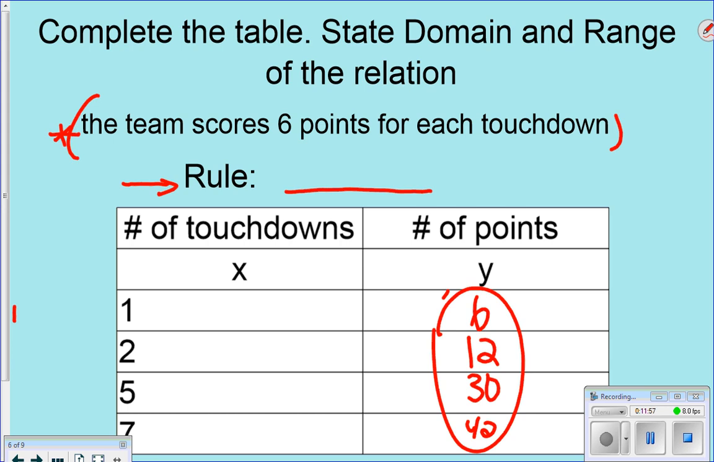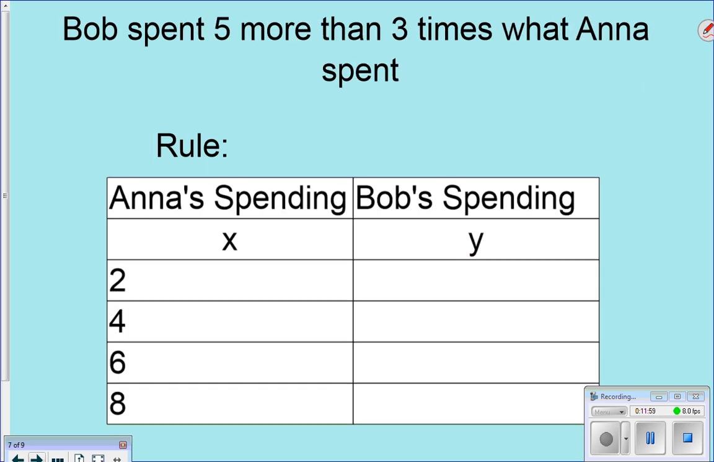Okay. Ready for another? Oh, this is a trickier one. Bob spent 5 more than 3 times what Anna spent. This is a little trickier rule. Bob spent 5 more. What's 5 more mean? Okay, plus 5. Then 3 times what Anna spent. What do we not know here? We don't know what Anna spends, right? But is it 3 times what she spends and then 5 more?